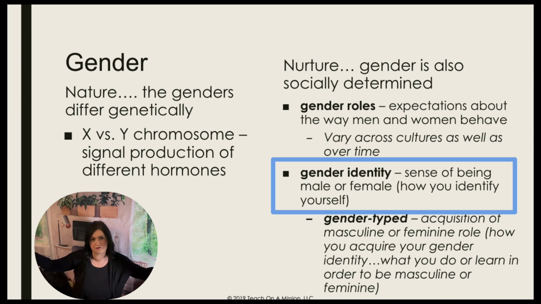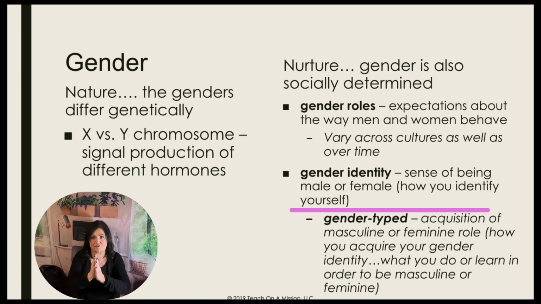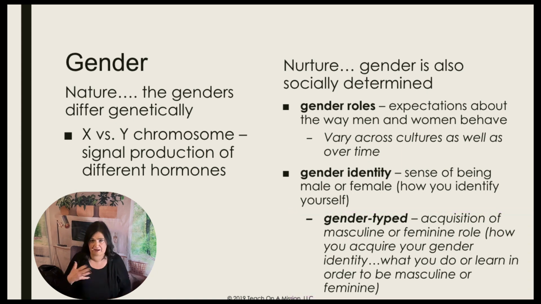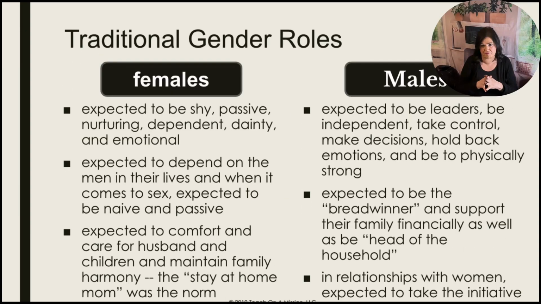And then there's a term called gender typed. And this gender typed is the acquisition, or acquiring, or getting of masculine or feminine roles and traits. So how you acquire your gender identity. So some people are gender typed throughout their entire lives, and how they acquire their gender identity is what you do or learn to be in order to act masculine or act feminine and be feminine. And these are things that can happen through yourself and through your own cognitive processes, but oftentimes it's also through the observation of others in terms of genders and what they like to do or what they have most in common.